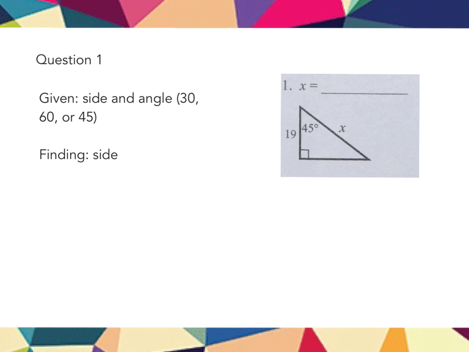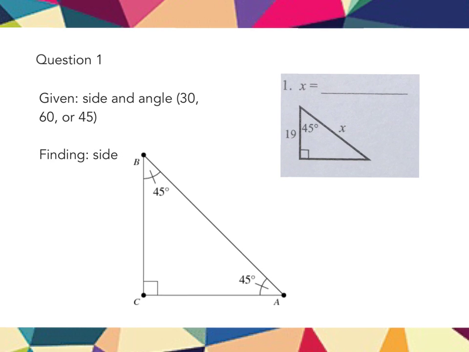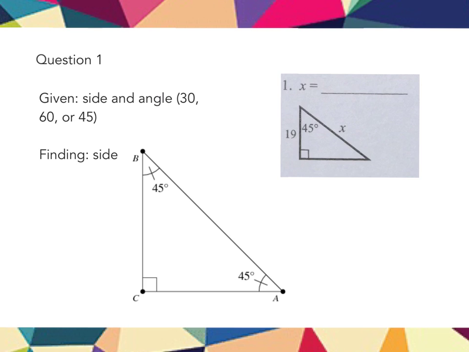Special right triangles. If we're given a side and an angle, and that angle is 30, 60, or 45, we can use our special right triangle patterns here. So let's review our 45, 45, 90 triangle. On the mile marker, when you get to question 1, if I were you, I would write either SRT for special right triangle, or you might even write 45, 45, 90.